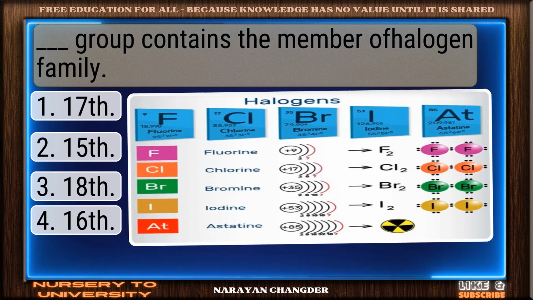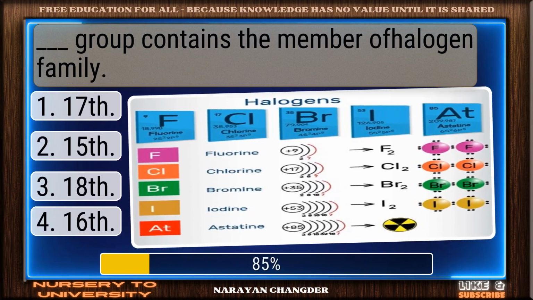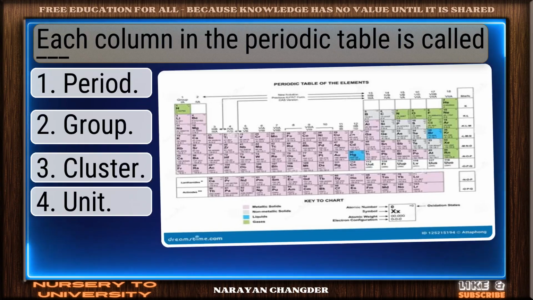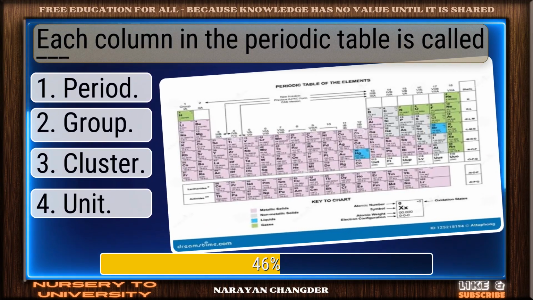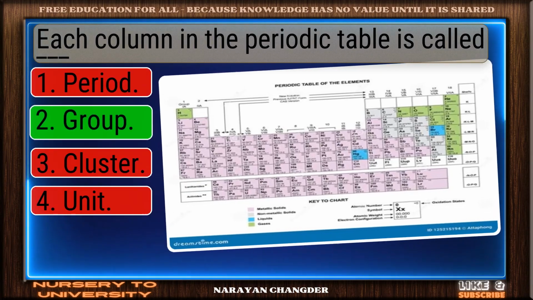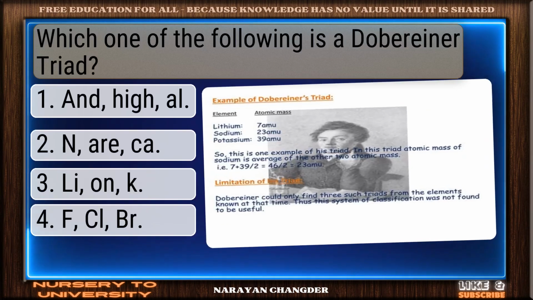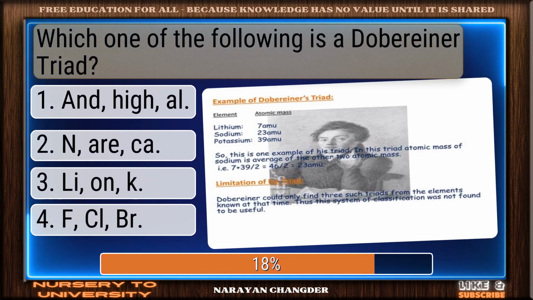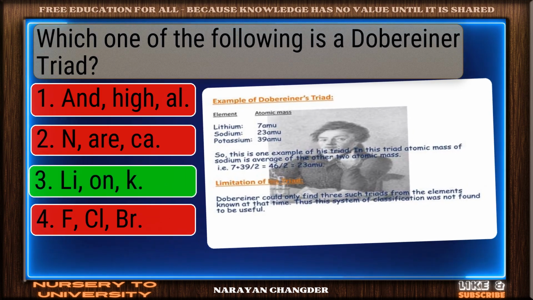Dash group contains the member of halogen family. Good thinking. 17th is right. Each column in the periodic table is called dash. Correct response. Group is accurate. Which one of the following is a Dobereiner triad? Try it. Right again, Li, Na, K is valid.